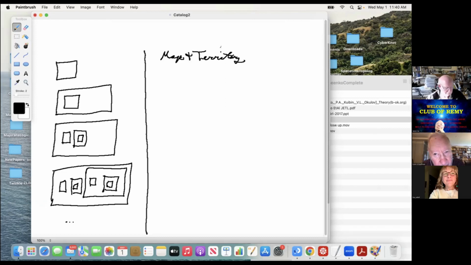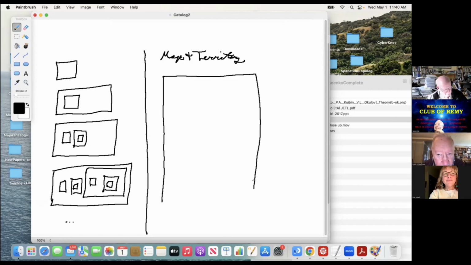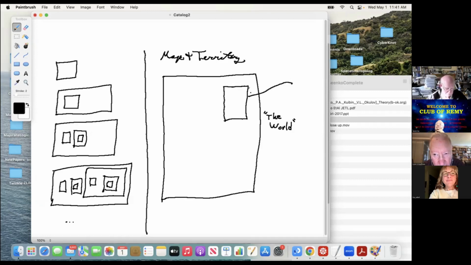So this is going to be the world. Or a map of the world, but let it be the world, all right? And then we decided inside the world somewhere to put down a map of the world.